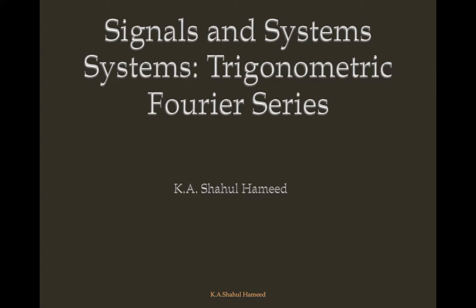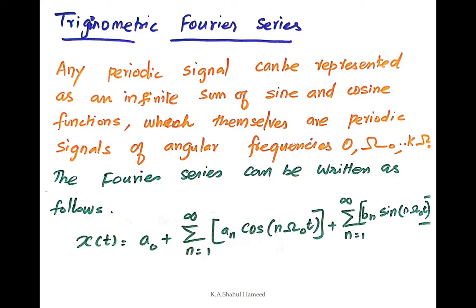In this video, we are going to discuss trigonometric Fourier series analysis. So, trigonometric Fourier series, first of all we will define it. Any periodic signal can be represented as an infinite sum of sine and cosine functions, which themselves are periodic signals of angular frequencies 0, omega naught, 2 omega naught, up to infinity. The Fourier series can be written as follows.